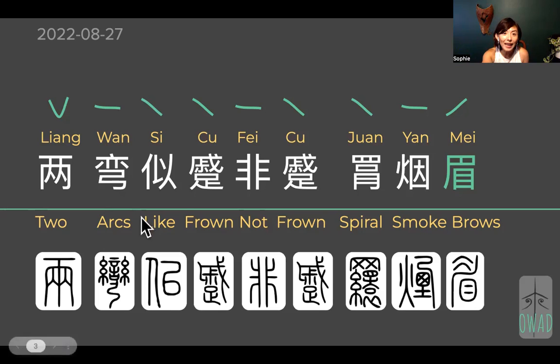So 两弯 and 似蹙非蹙 means looks like frowning, but not exactly frowning. Is it frowning? So this ambiguity, 似蹙非蹙. So this is 似 something, 非 something. This ambiguity adds instantly some interest to this visual of this pair of very expressive eyebrows. Like, is it frowning or not frowning? You cannot tell. So 似 means look like.